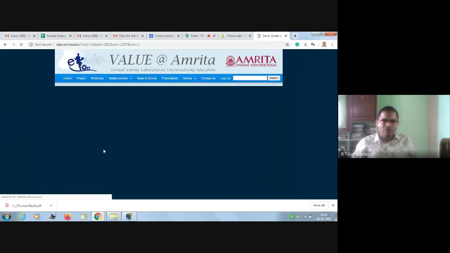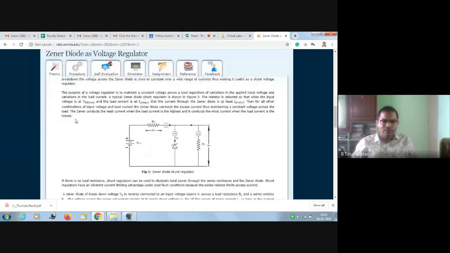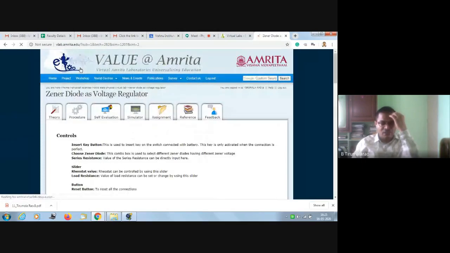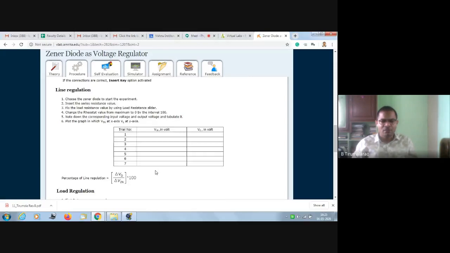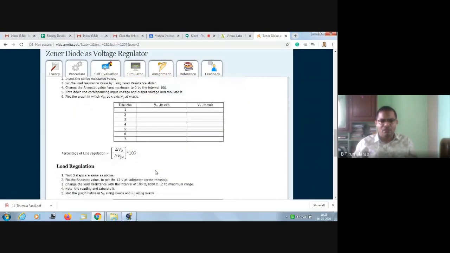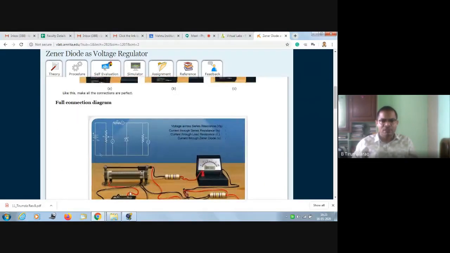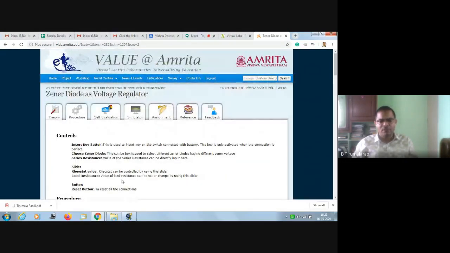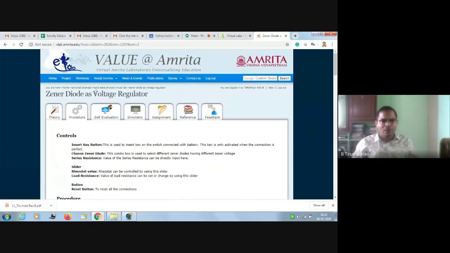Go through this theory and read once again. See how to do this experiment, go through the procedure for the connections, and take the reading values. Try it, whether you get it or not, no problem. I will give this experiment as an assignment. Go to this website and do the next experiment. Don't worry.